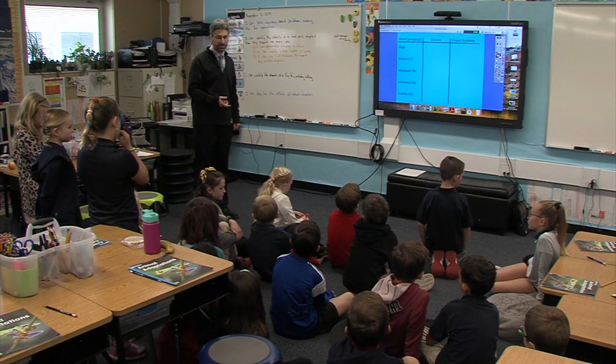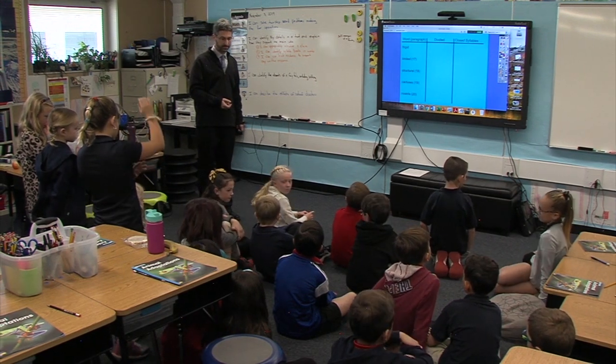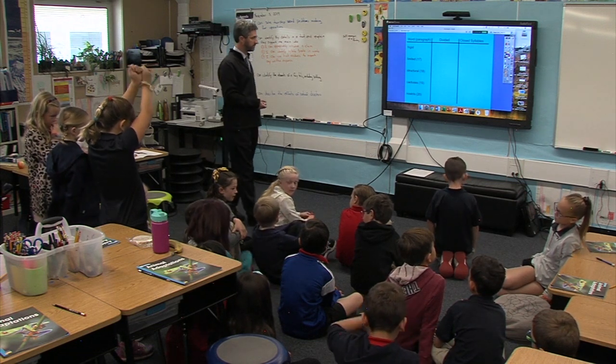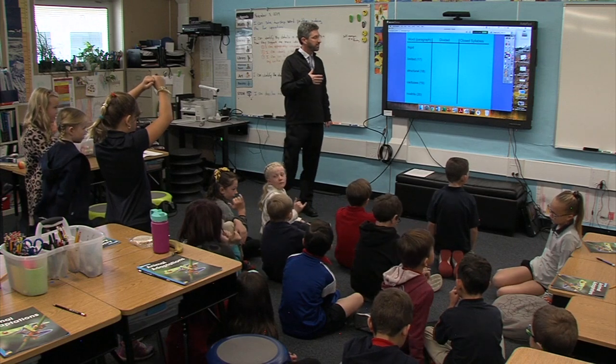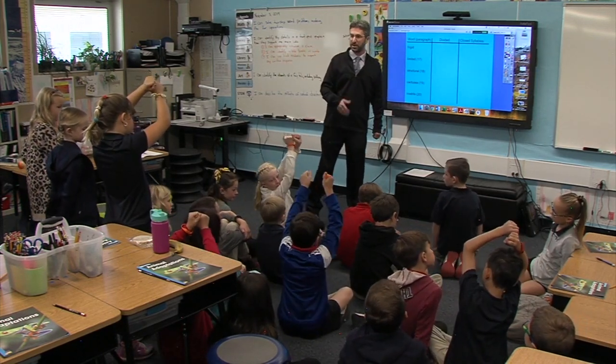Thomas, do you remember what a closed syllable and an open syllable is? A closed syllable is a vowel that doesn't say its name, and an open syllable is a vowel that does say its name. All right, and we can build on that language, so it says its name or it doesn't say its name. What do we call those things?